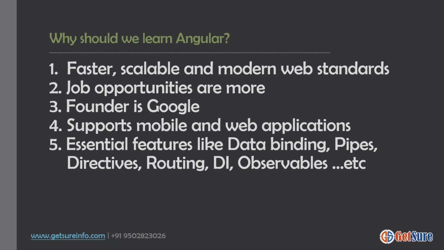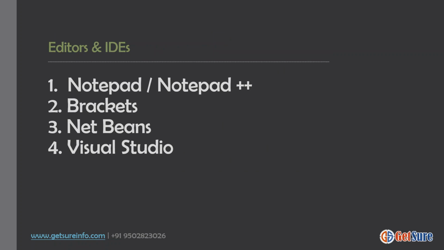So dependency injection, and coming to observables, if you want to communicate with asynchronous calls, we have seen Ajax calls, right? So jQuery Ajax, AngularJS Ajax. The same way here, if you want to call through Angular, we have to use observables for asynchronous calls. So this is the way we have to choose Angular.